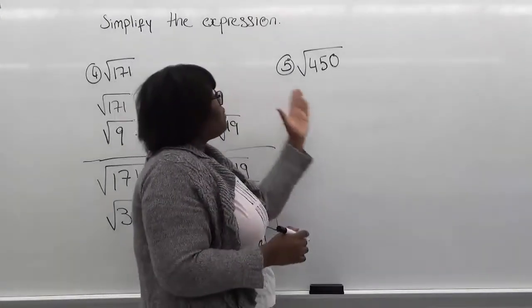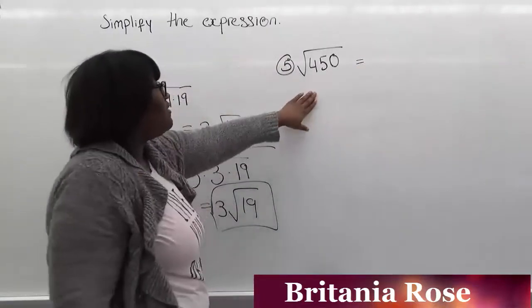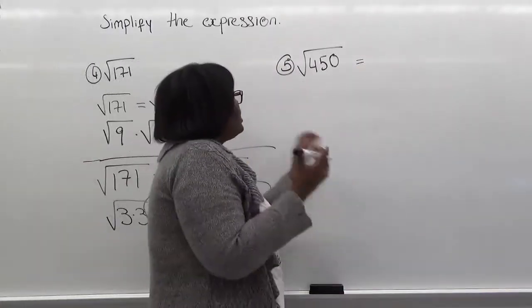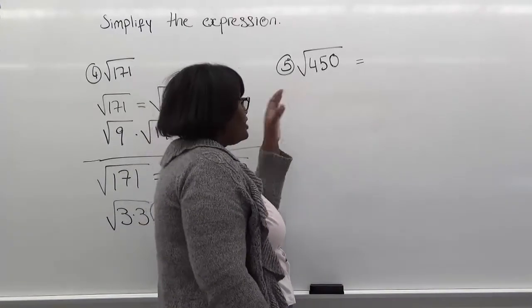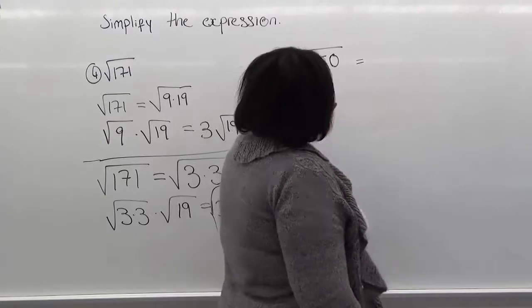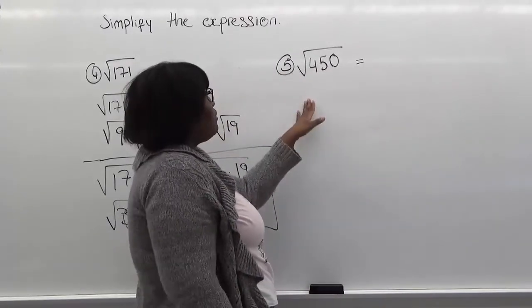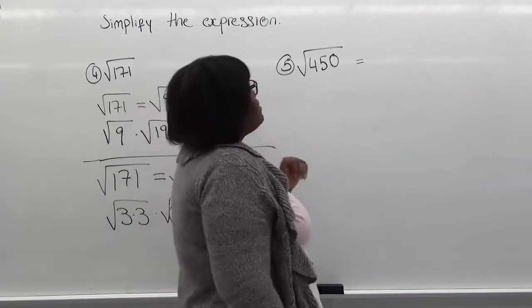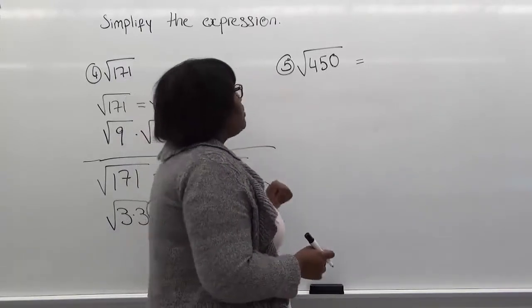Now, on to number 5. We have the square root of 450. So again, we're going to do it by taking the perfect square as a factor. So we're going to do 225 times 2. That is because 15 times 15 gives us 225, so that will be our perfect square.